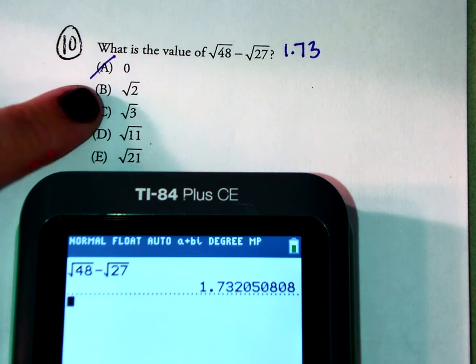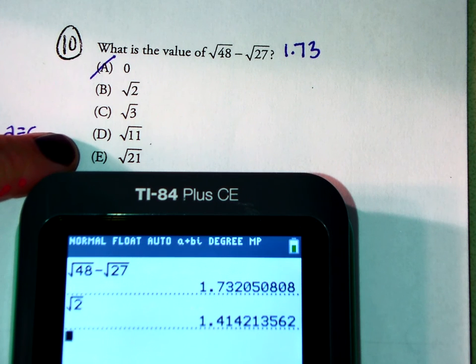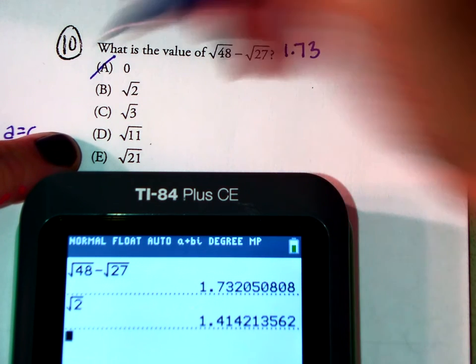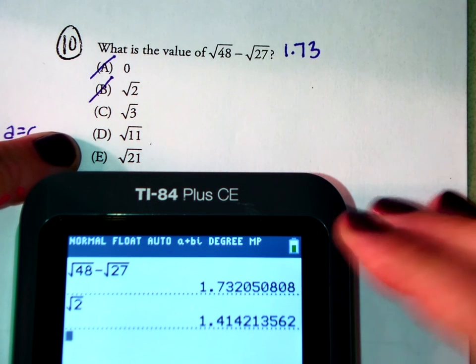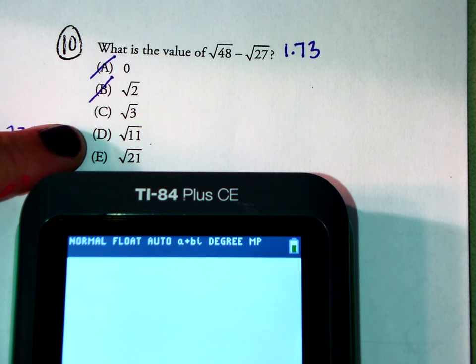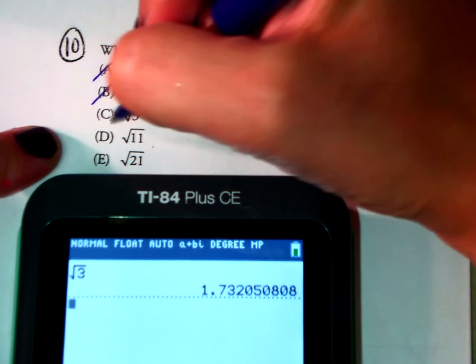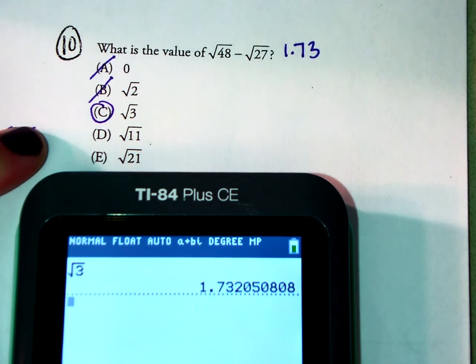Now I'm just going to go through and square root all these. Okay, square root of 2. 1.4. Well, that's not 1.7. All right, I'll clear it so we can keep track. Square root of 3. 1.73. Well, that matches. Done. You don't have to do any more.